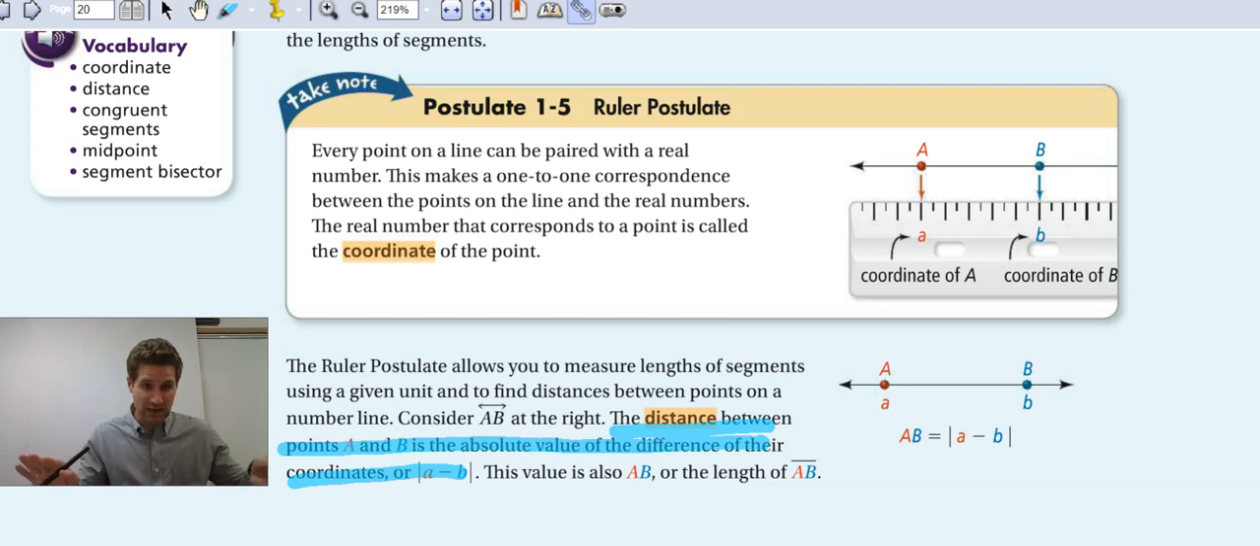Distance cannot be negative. I can't say my house is negative 10 feet from your house. That'd be impossible. To find how far apart, we use subtraction to find the difference, but then it has to always be a positive value. That's why we use absolute values. Okay? Alright, so make sure you have distance down. We didn't need coordinate down. Okay, let's continue to move on.